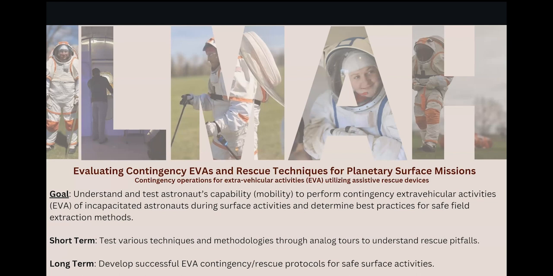And so we created our very first research question: how to understand and test the capability and mobility to perform contingency extravehicular activities, EVAs, for incapacitated astronauts on the lunar surface, and determine the best practice for getting them off the field. This was something that hadn't been performed in depth. It was tried a couple of times at MDRS about 10 years prior to this mission, and there wasn't a lot of literature or resolution on it.